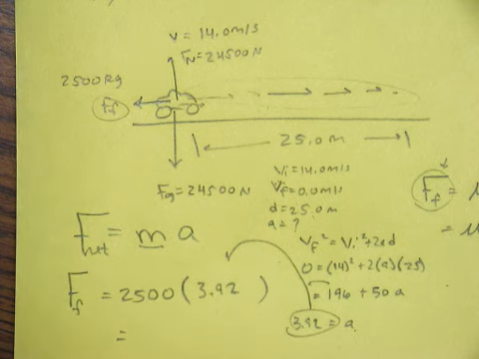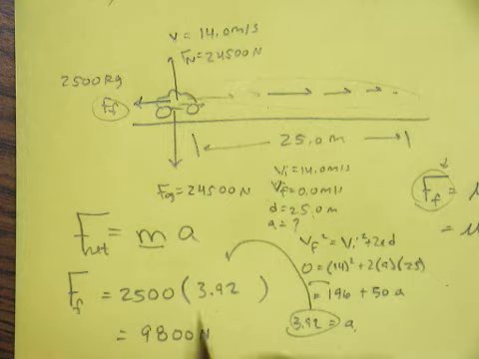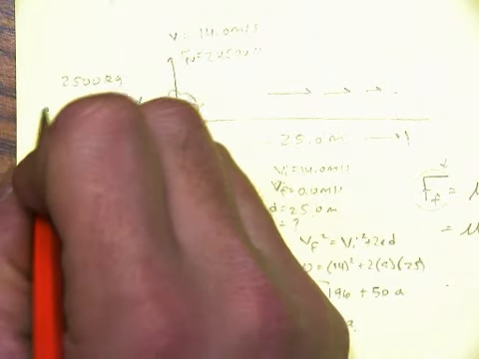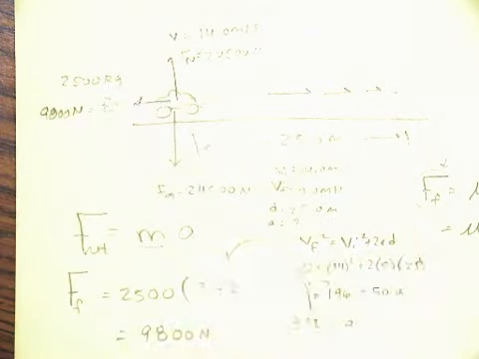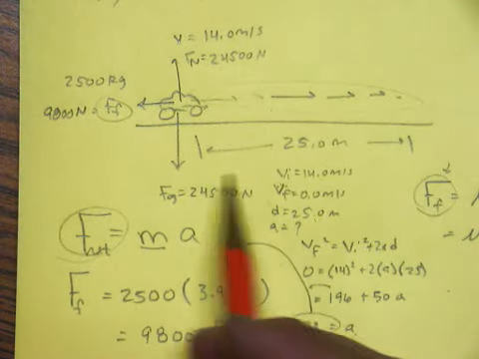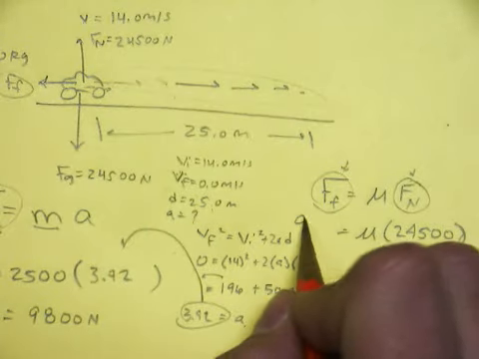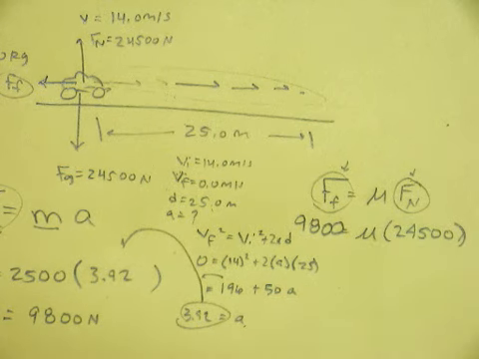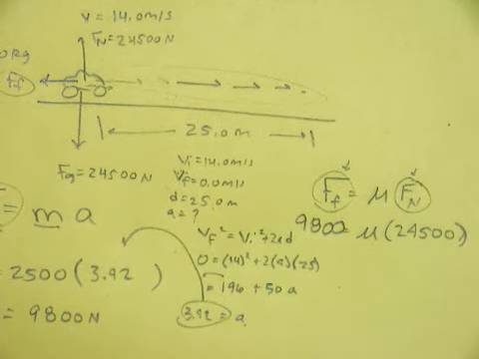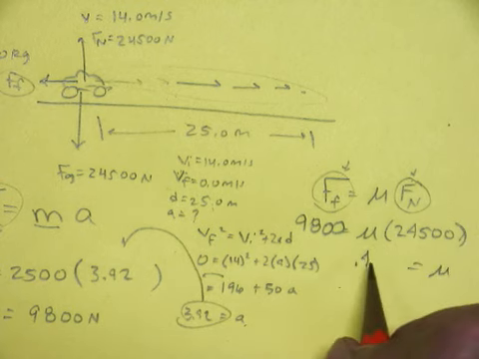So I can find that force of friction. 2,500 times 3.92 is 9,800. So friction is pulling this thing back with 9,800 newtons. That's the only thing pulling it back, so that is the net force. Then you know the force of friction, 9,800. We'll go back and kill this thing: take 9,800 divided by 24,500, and you get 0.4. So the coefficient is 0.40.